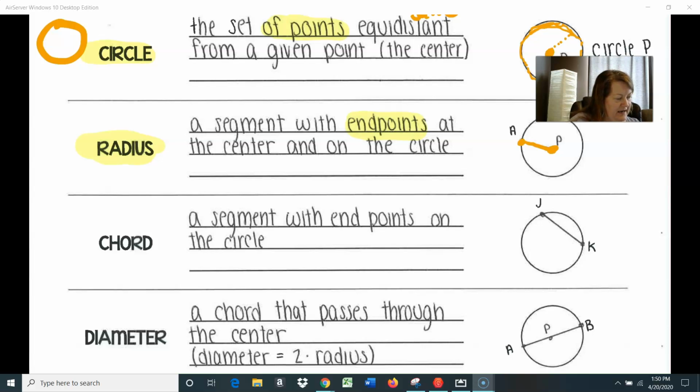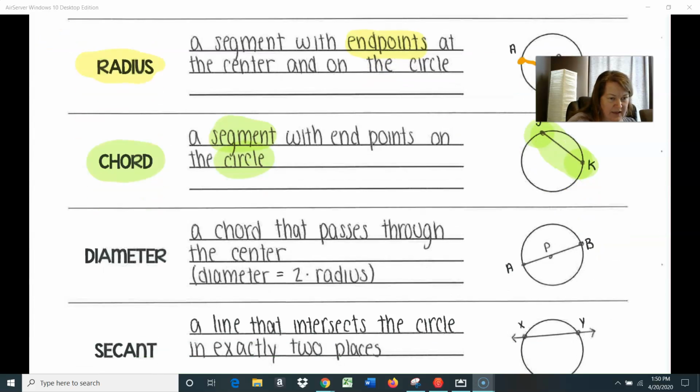All right, next one is a chord. So a chord is also a segment. So it's got an endpoint and another endpoint, except this time it doesn't go through the center, but both parts are on the circle itself. That would be a chord. So here is one point, here's another point, and the section in between them that connects those 2 points together is called a chord.